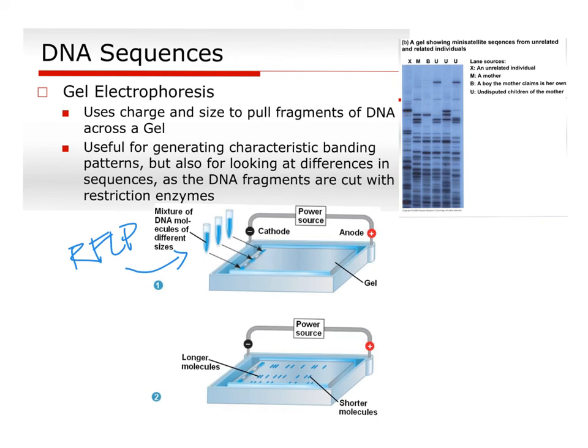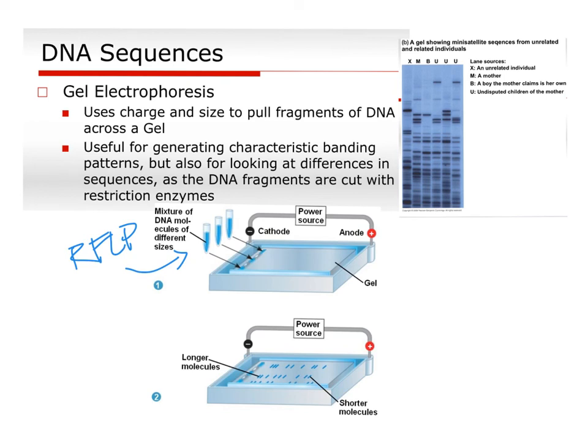When you see a band that's wider on a gel, what that means is you have several pieces of DNA that are running close together because they're approximately the same size. And so that can cause those wide bands that you see on a gel.